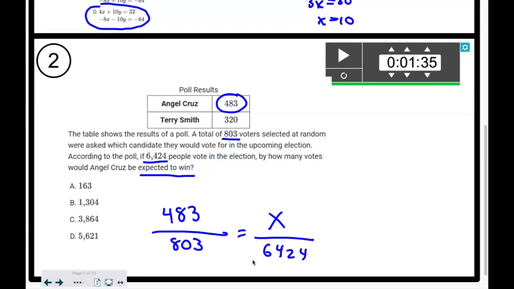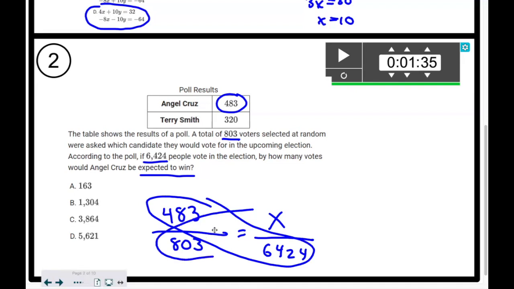This one's just pretty simple cross multiplication. If you multiply these together, you're going to get just some big number. And if you multiply these two together, you're going to get 803x. So it's really going to be this big number divided by 803. So I'll find that in the calculator. It's 483 times 6,424, and then you'll divide that by 803, and it gives you 3,864.